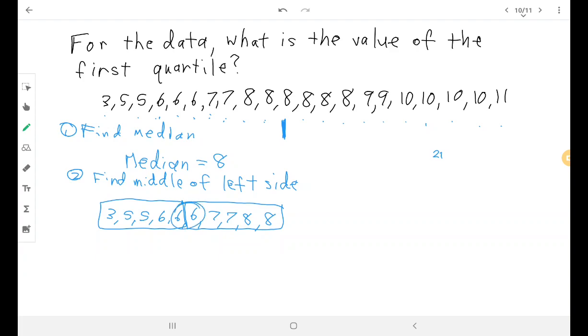So the middle number is actually the average of those two, which, because they're the same number, turns out to be 6. So then we can say that the first quartile value is 6. And that's how you find quartiles. We could have done the same thing for Q3 and looked at the other side, okay? And that's how you start building a box and whisker plot. I'll give you a moment to look at that.